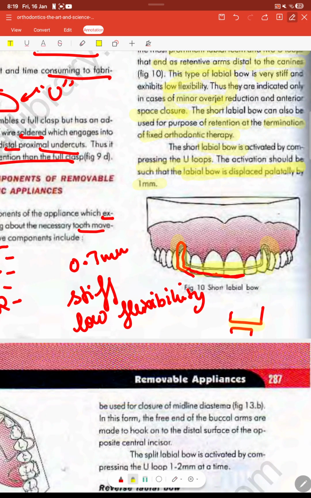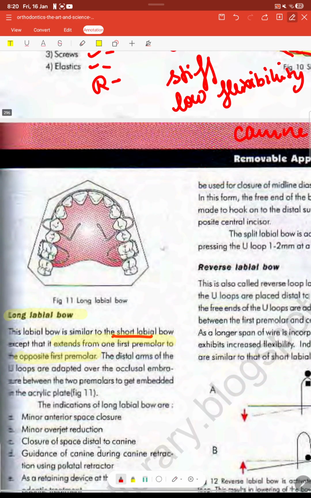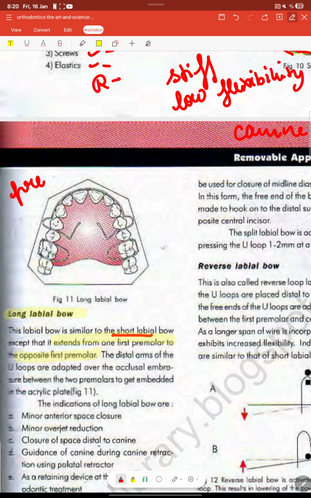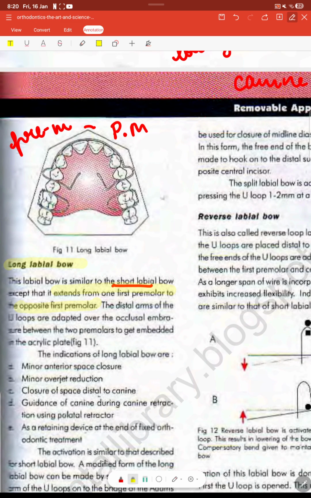This short bow was from canine to canine, right? And this long labial bow is from premolar to premolar. Now the distal arms of the U loops are adapted over the occlusal embrasure. This is the occlusal embrasure. And then they get embedded into the acrylic plate.